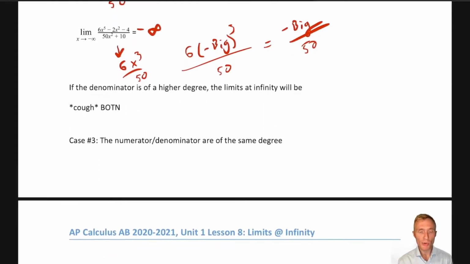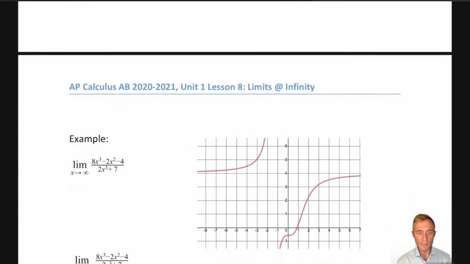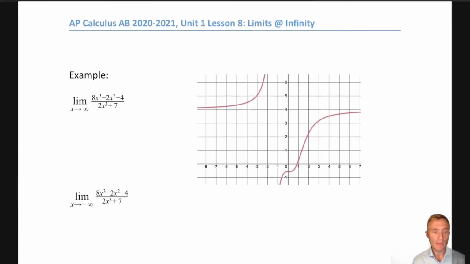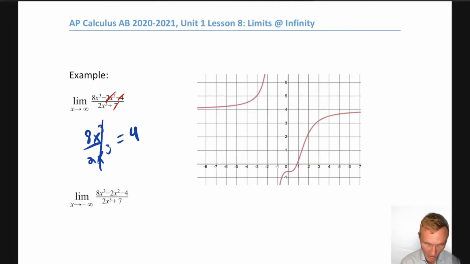Finally, the last one, the numerator and denominator are of the same degree. So let's take a look at this example. If we have the limit as x approaches infinity, I start crossing off. All that matters is 8x cubed over 2x cubed. X, yes, it's heading towards infinity, but it's the same infinity. So it's like 8 times 10,000 cubed over 2 times 10,000 cubed. Once the others are irrelevant, the x cubes will cancel. You have 8 over 2 to make 4. So the limit as x approaches infinity is positive 4.